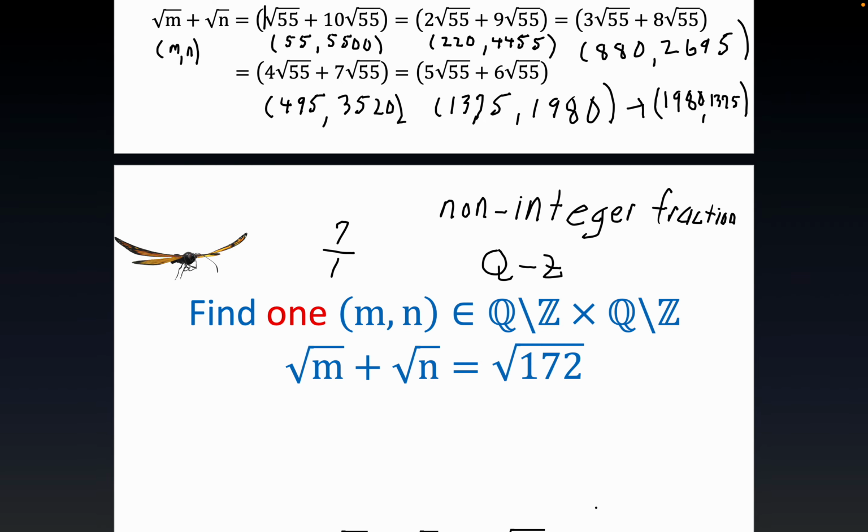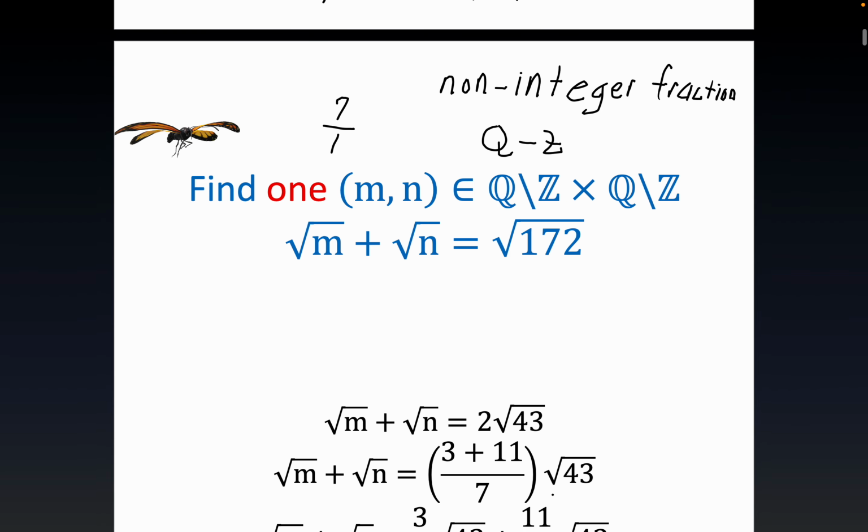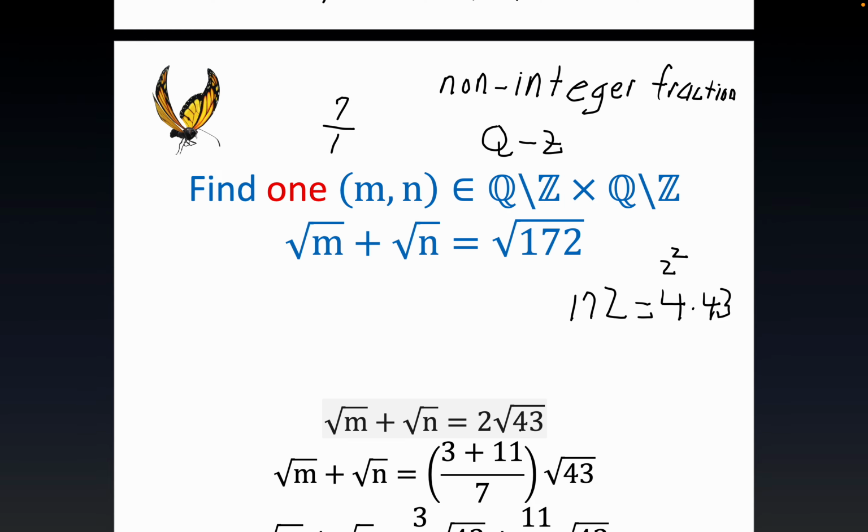Now, let's move along. Most of the work is done. The key thing to notice here is that 172, I think, is equal to 4 times 43. But 4 is, of course, 2 squared. So that's why when we square root this object, we get 2 root 43. Okay. Now, here's where the neat thing is.